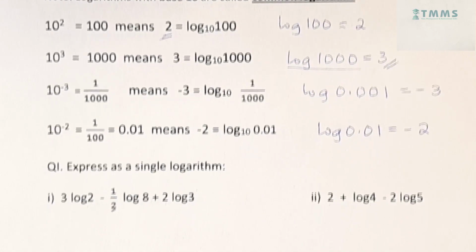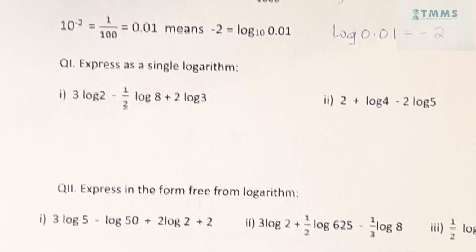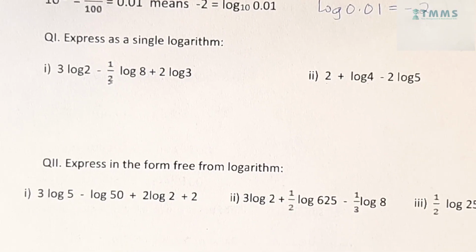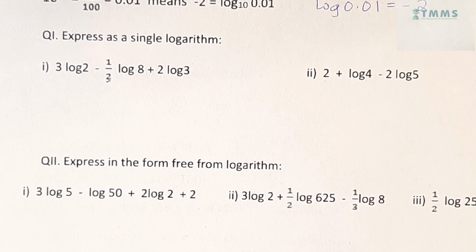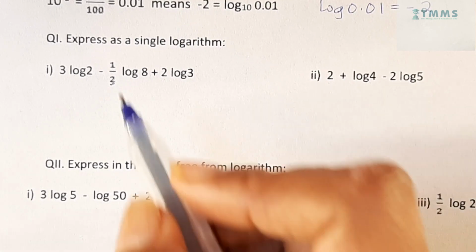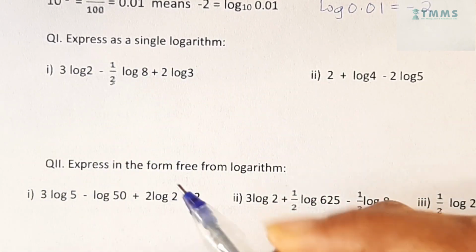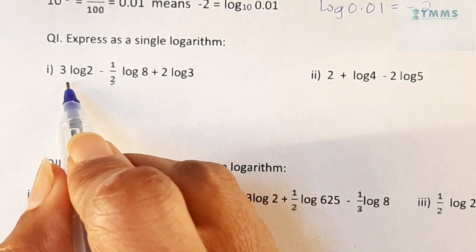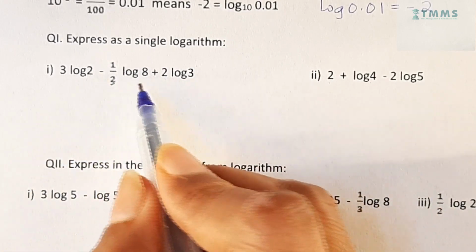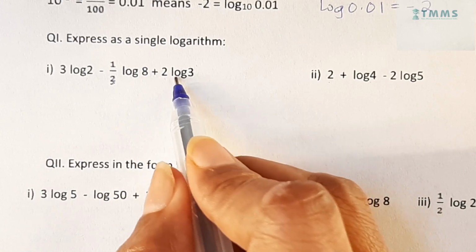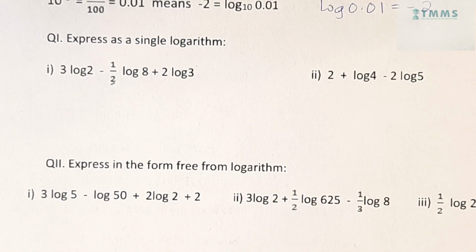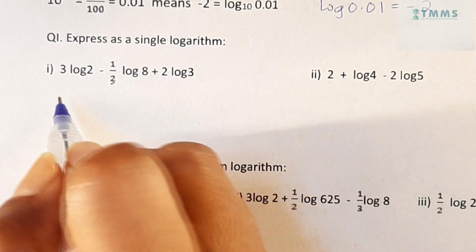Now let us look at some of the examples here. Look at our examples. Are we ready for this? Okay. Question 1, express as a single logarithm. So we have 3 log 2 minus 1/3 log 8 plus 2 log 3. Now what is the trick over here? Apply the laws of indices.